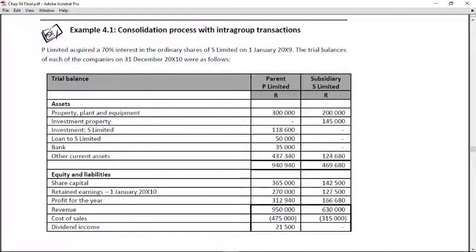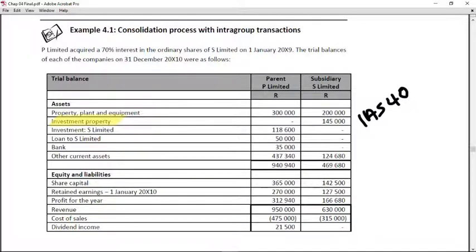Right, so under the assets, we start with the line item property, plant and equipment for both entities. The line item investment property will be unfamiliar at this point in time because it's the topic of your IAS 40, which we will look at later this year. Just treat it as an asset of the subsidiary at this point for purposes of your consolidated SFP.